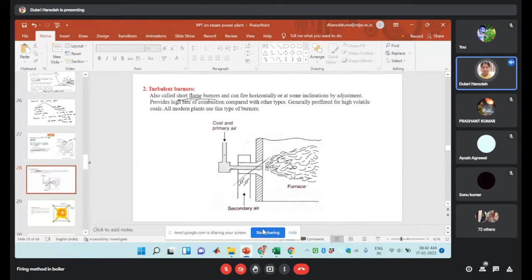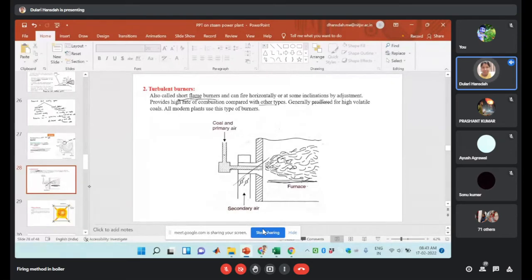It will provide a high rate of combustion compared with other types because of the turbulent movement. It is preferred for high volatile coal. All modern power plants are using this type of turbulent burner. Due to the high turbulence created before entering the furnace, the mixture will burn intensively inside the combustion chamber or furnace, due to which we can get complete combustion within a certain distance, and we will get a short flame. Got my point? So this one is the turbulent burner.